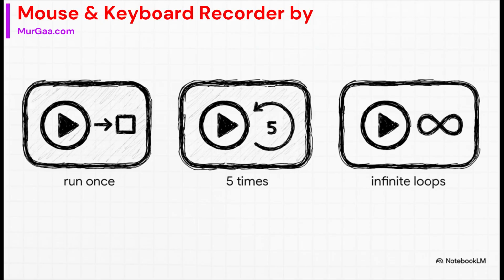And okay, this is where it starts to get really powerful. Need that task done just once? Done. Need it done 5 times in a row? Easy. Or how about setting it to loop infinitely for a task that just needs to run all day? Yep, you have total command over how many times it repeats.